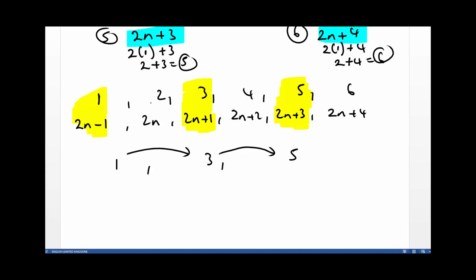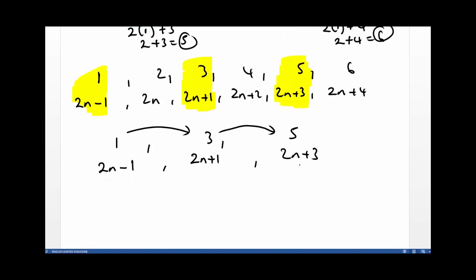Previously, we looked at 1, 2, 3, 4, 5, 6. Those are just consecutive whole number integers. Now we're looking at consecutive odd numbers. And I'm going to write them here. 2n minus 1, 2n plus 1, 2n plus 3. What we've just done is written out 3 consecutive odd numbers using algebra.